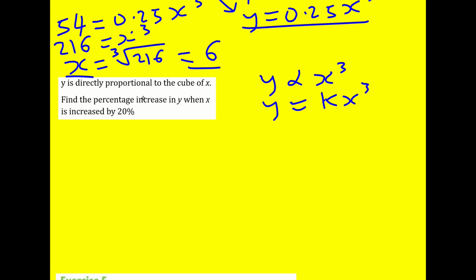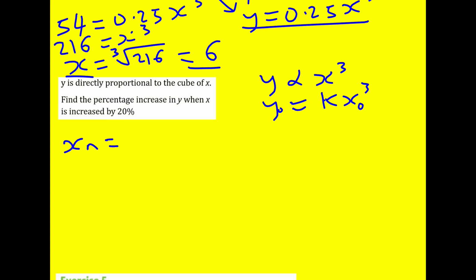Find the percentage increase in y when x is increased by 20%. So I'm just going to change this slightly. I'm going to change this to y old equals k x old cubed, okay? And then I've got the x new is equal to a 20% increase in x old. How do we do that?